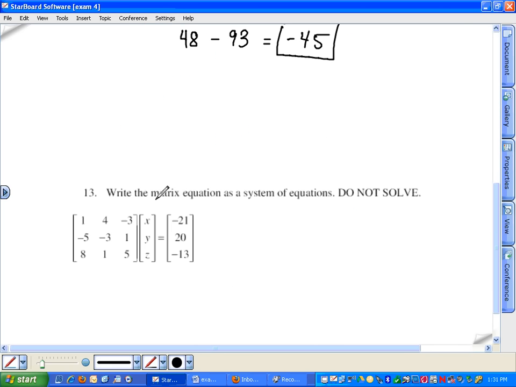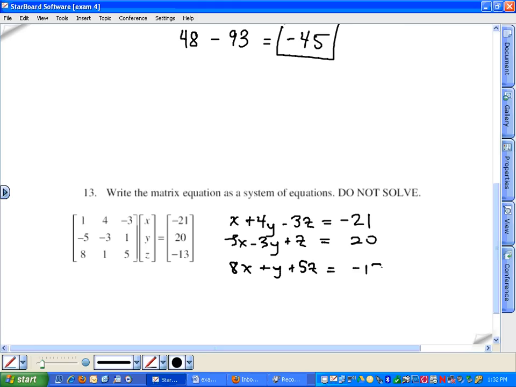Okay, question 13, a matrix. So this is already a matrix equation. What they're wanting is the system of equations that we can form from this matrix equation. We don't have to solve for x, y, and z on this problem. A matrix equation, if you understand where it's from, this is the coefficient matrix. So these numbers here represent coefficients of variables, and these are the three variables, x, y, and z. So it's going to be 1x or just x here, and then this is a coefficient of y plus 4y minus 3z is equal to negative 21. Negative 5x minus 3y plus z is equal to 20. And 8x plus y plus 5z is equal to negative 13.